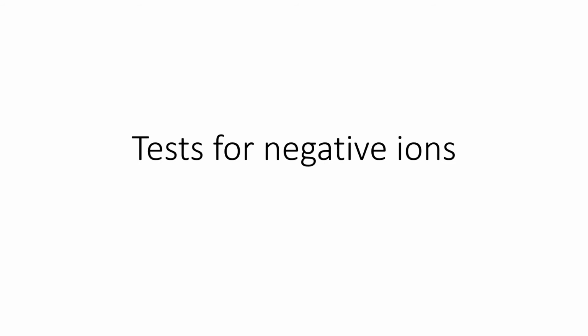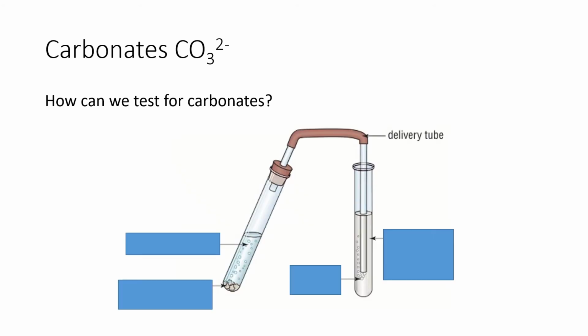Right, so that was looking at positive ions or cations, looking for metals. So you've got flame testing and also doing precipitate reactions. So what we're going to look at now is how we can test for the negative ions. And our first negative ion is carbonates. So carbonates form a CO3 2- ion.